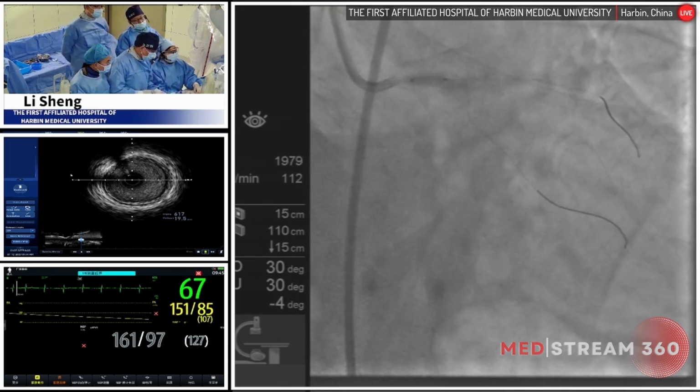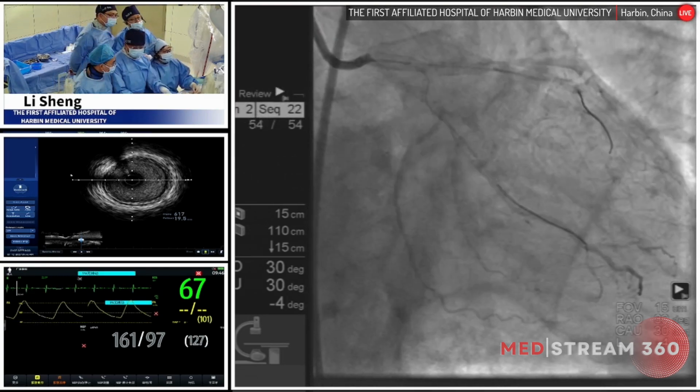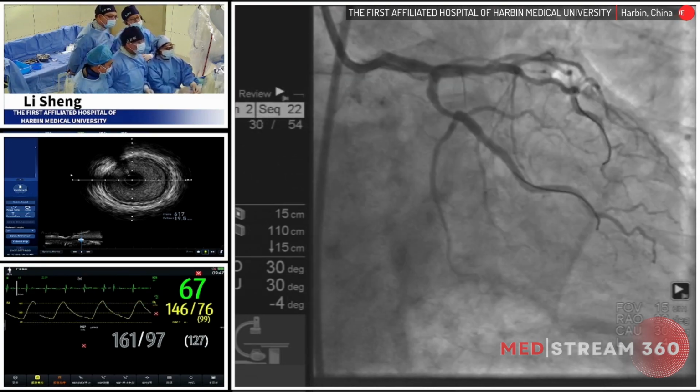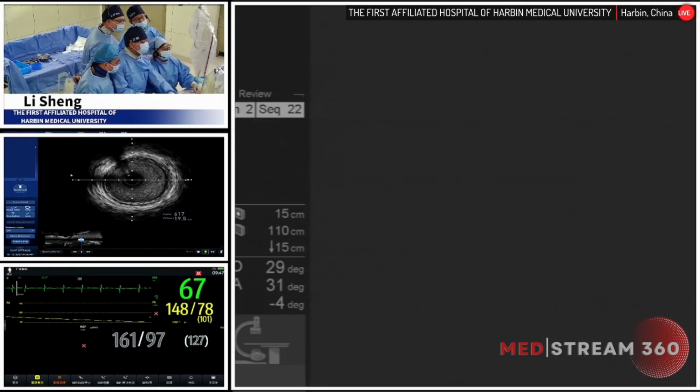So this is a bigger balloon, right? This is a 3.5. Angiography. We need a 3.0. Any position? RAO caudal. Okay.